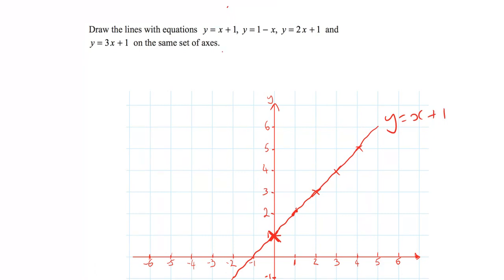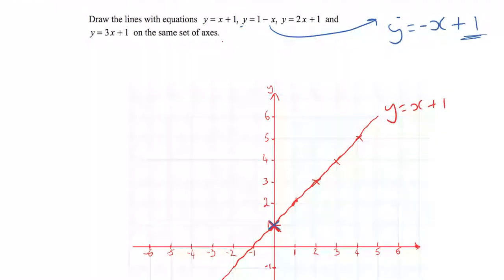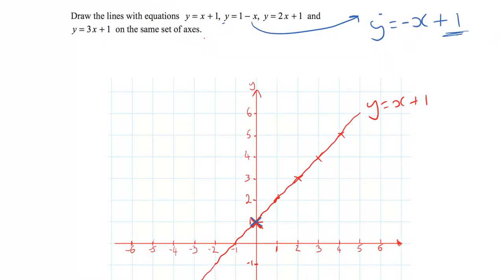Right, let's take a look at the next one. In this case, we have, let's write it over here, y equals 1 minus x. First of all, I'm going to write that in the correct order, minus x plus 1. It's the same thing. Once I've got that, again, I can mark that y-intercept, and again it's 1. So I'm going to mark my cross there at the point 1. Now, this time, the gradient is minus 1.